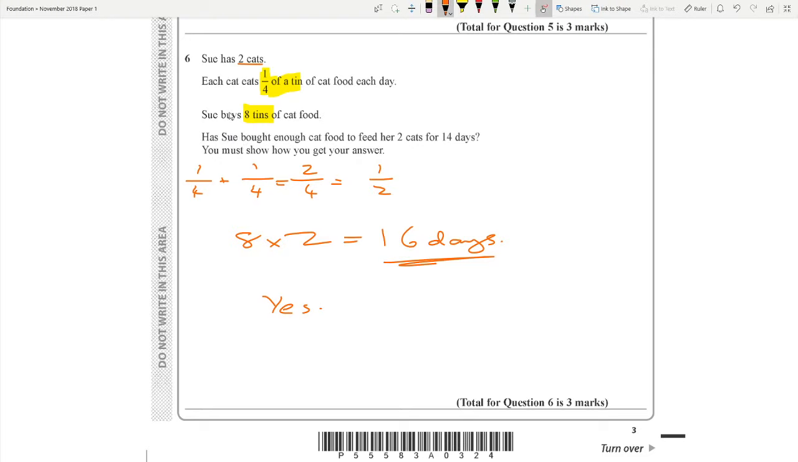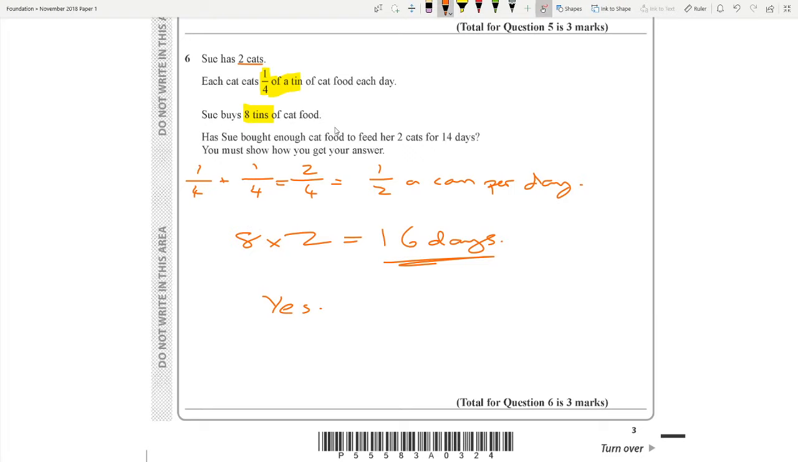Okay, I'll slow down if you want to make notes as well. Let's go through question number 6 again. So she has 2 cats. Each cat eats a quarter of a tin each day. So if each cat eats a quarter, both cats would eat 2 quarters, which is half a can per day. So she goes through half a can per day.